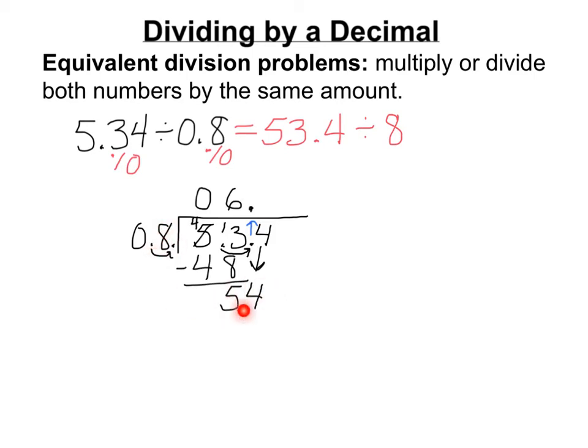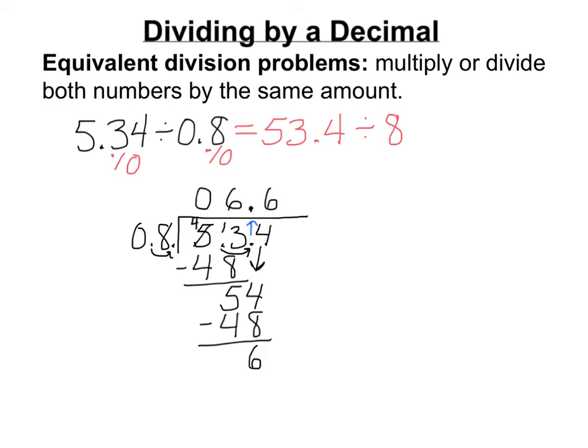8 goes into 54, 6 times again. 6 times 8 is still 48. And if you realize that 48 is 8 times 6 and 54 is 9 times 6, you should be able to tell pretty quickly that the difference here is going to be 6. If not, go ahead and do your borrowing and you'll see it.